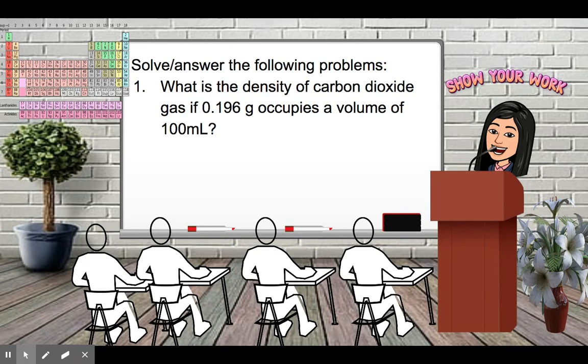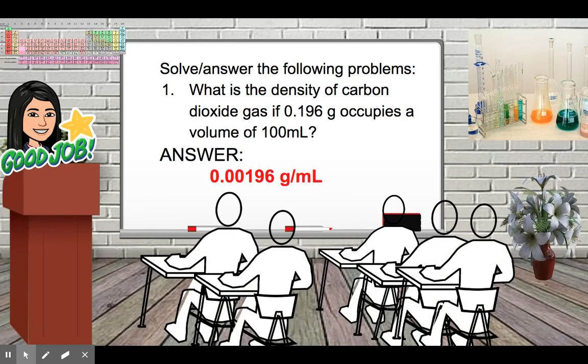What is the density of carbon dioxide gas if 0.196 gram occupies a volume of 100 ml? I'll pause again so you can solve the problem. Remember, final answers should always have correct units. I'll pause so you can solve for the unknown. Now let's check your answers. If your answer is 0.00196 gram per ml, you are correct.